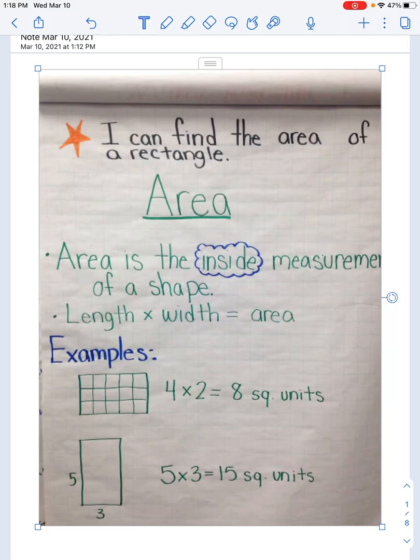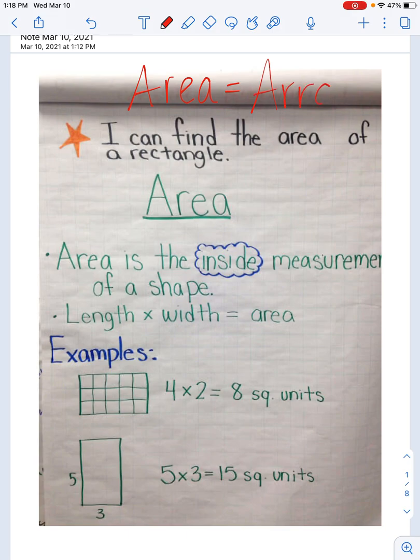Today we are going to learn about area, and we've talked about area before. We've also reviewed this on our FIM, and we know that area is like an array, right? Except in an array we usually use dots or circles, and when we're talking about area we use squares. So our goal today is right by the star: I can find the area of a rectangle.